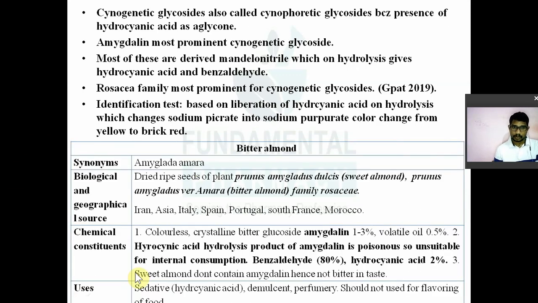One drug is known as bitter almond. There are a lot of drugs in pharmacy, so take it fast. Bitter almond is raw almond. The synonym is Amygdala amara. Biological source: dried ripe seeds of Prunus amygdalus dulcis, known as sweet almond, and Prunus amygdalus amara, known as bitter almond.